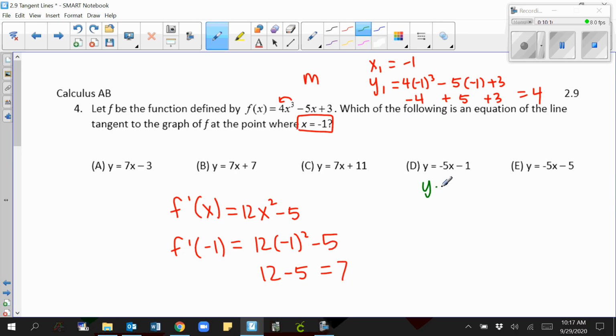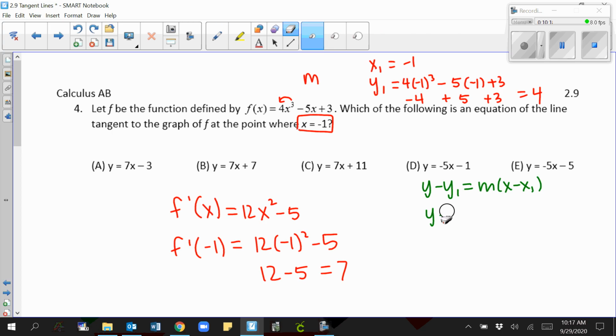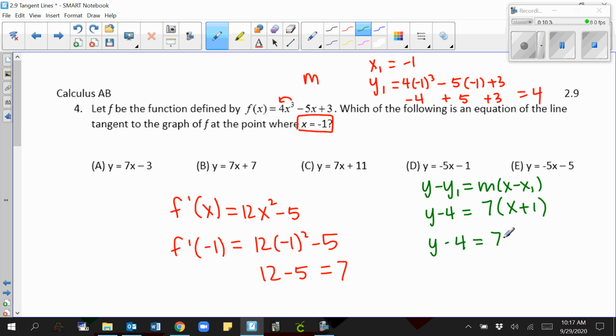So when I come over here, y minus y1 is equal to m times x minus x1. Well, sorry, our y was 4, so y minus 4 is equal to, well, my slope is 7 times x minus a negative 1, which is plus 1 over here. But notice all my answer choices are y equals, so we need to go through and solve for y. So y minus 4 is equal to 7x plus 7, and then I'm going to add 4 to both sides. So y is equal to 7x plus, well, 7 plus 4 is 11. So 7x plus 11 is C right here.